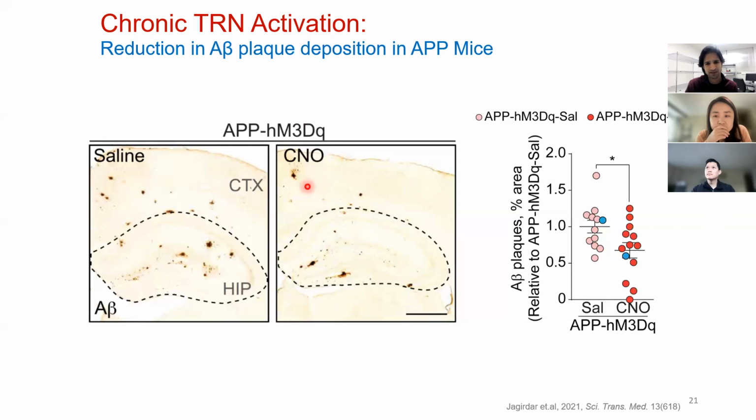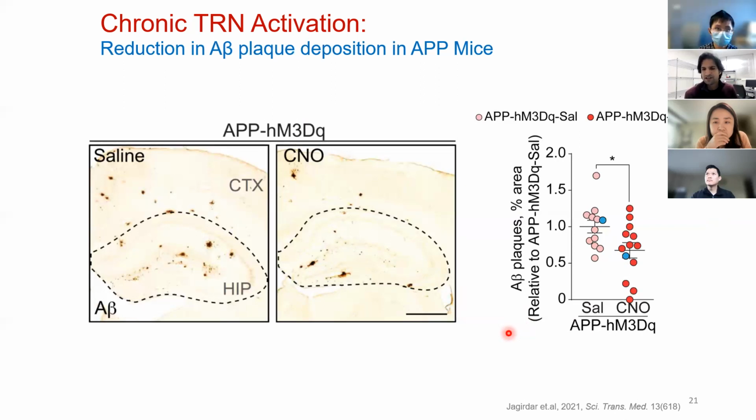And if we compare that with CNO, we see a strong reduction in the number of plaques in CNO-treated mice, in cortex as well as in hippocampus. And after quantification, we see that after 30 days of TRN activation, we saw about 30% decrease in area covered by A-beta plaques in these 6 to 7 month old mice.